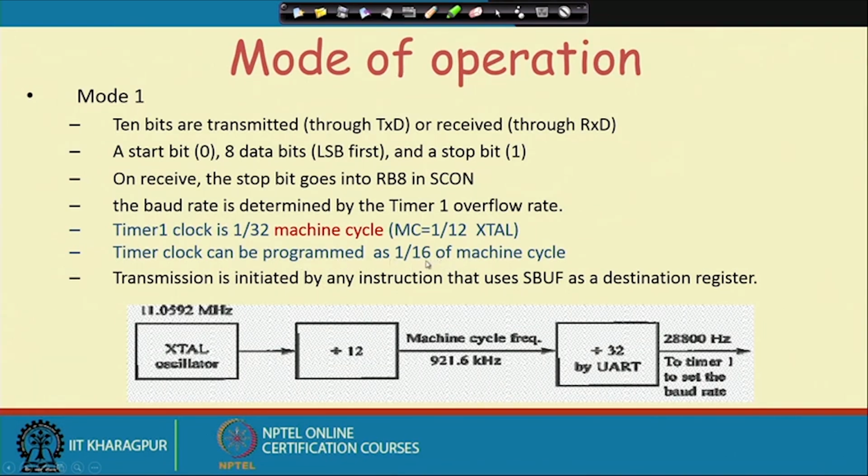So, if you follow this formula, then you can get the delays. And whenever any instruction uses SBUF as its destination register, transmission will start. The UART clock is controlled by timer 1. For setting timer 1, the machine cycle is 1/12th of the crystal clock, and this is divided by 16. That will give you the delay for the timer.